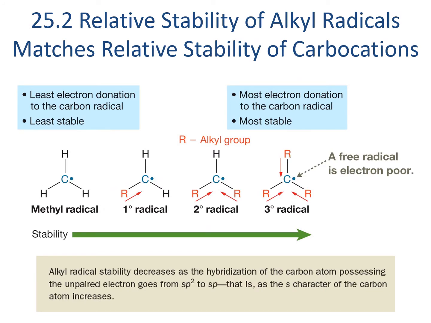Remember, carbocations are more stable when more substituted because the substitution can donate electrons to the electron-poor carbocation. A free radical is electron-poor too, just like a carbocation, so the same thing stabilizes it. We also see the same trends as we change hybridization. sp radicals are drastically less stable than sp2 radicals.